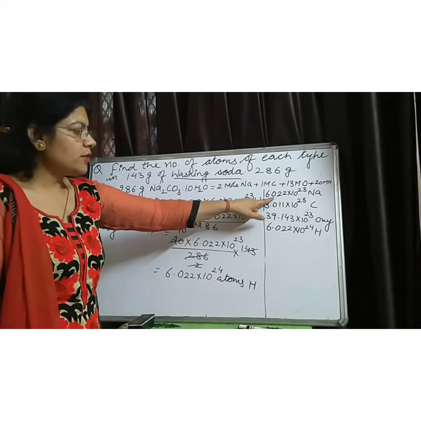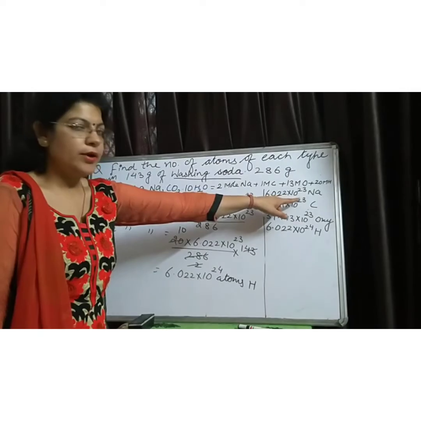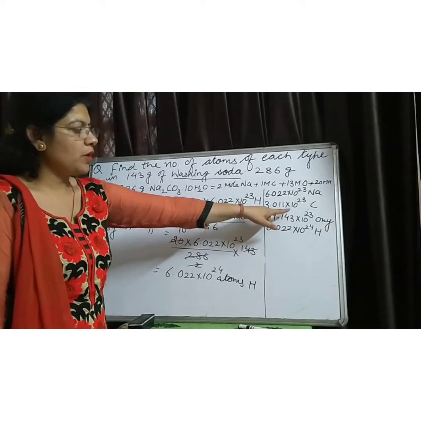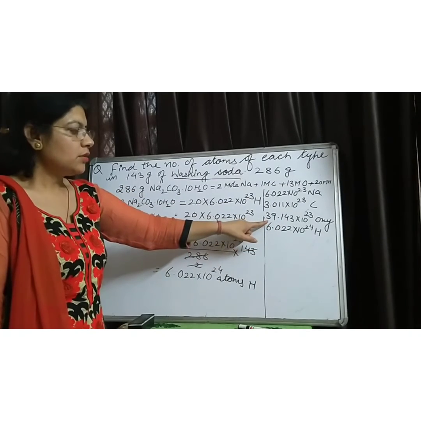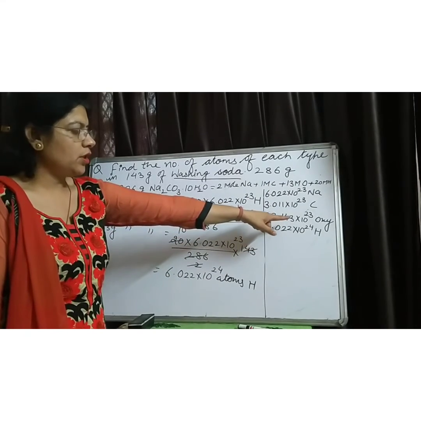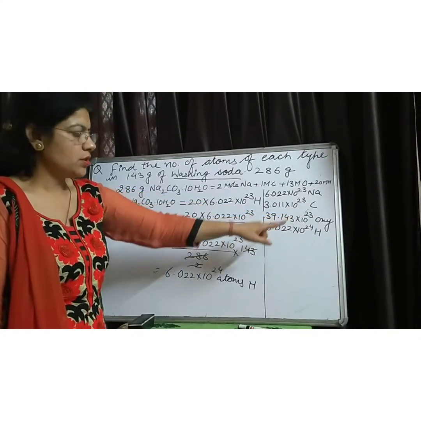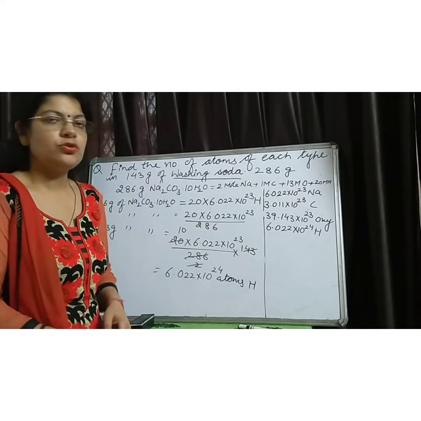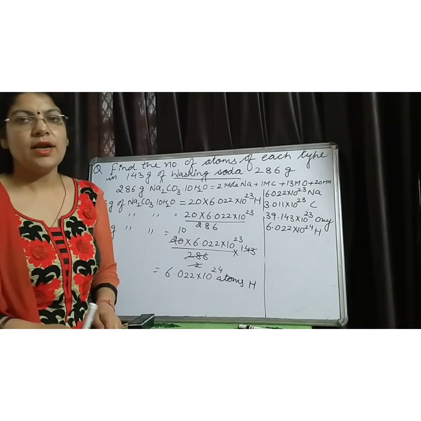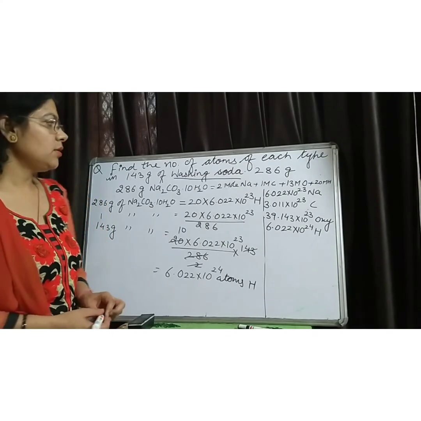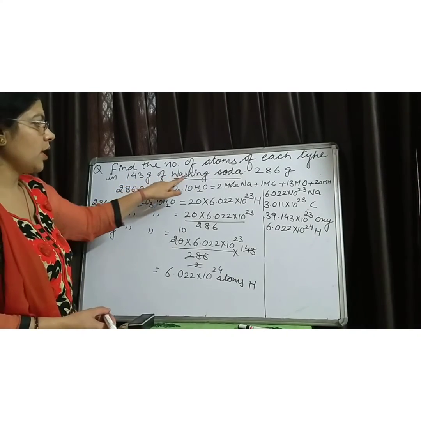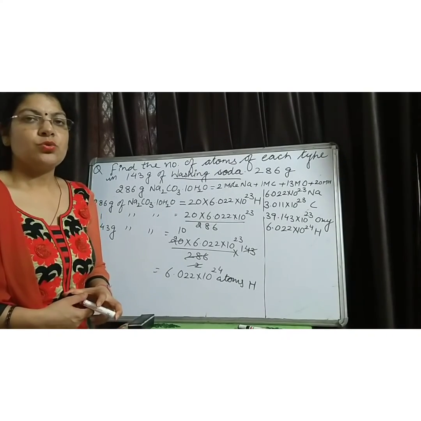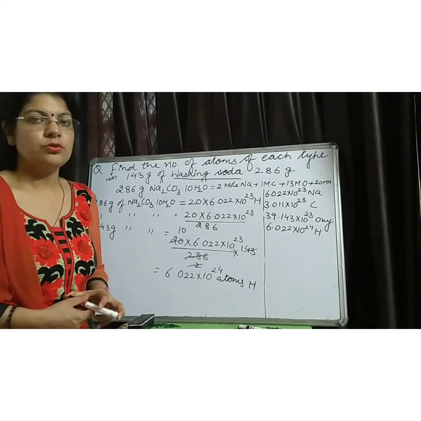Hence, these are the different types of atoms present in 143 grams of washing soda: 6.022 into 10 raised to power 23 sodium, 3.011 into 10 raised to power 23 carbon, 39.143 into 10 raised to power 23 oxygen, and lastly 6.022 into 10 raised to power 24 hydrogen atoms are present in 143 gram of the washing soda. I hope this question is clear to all of you.